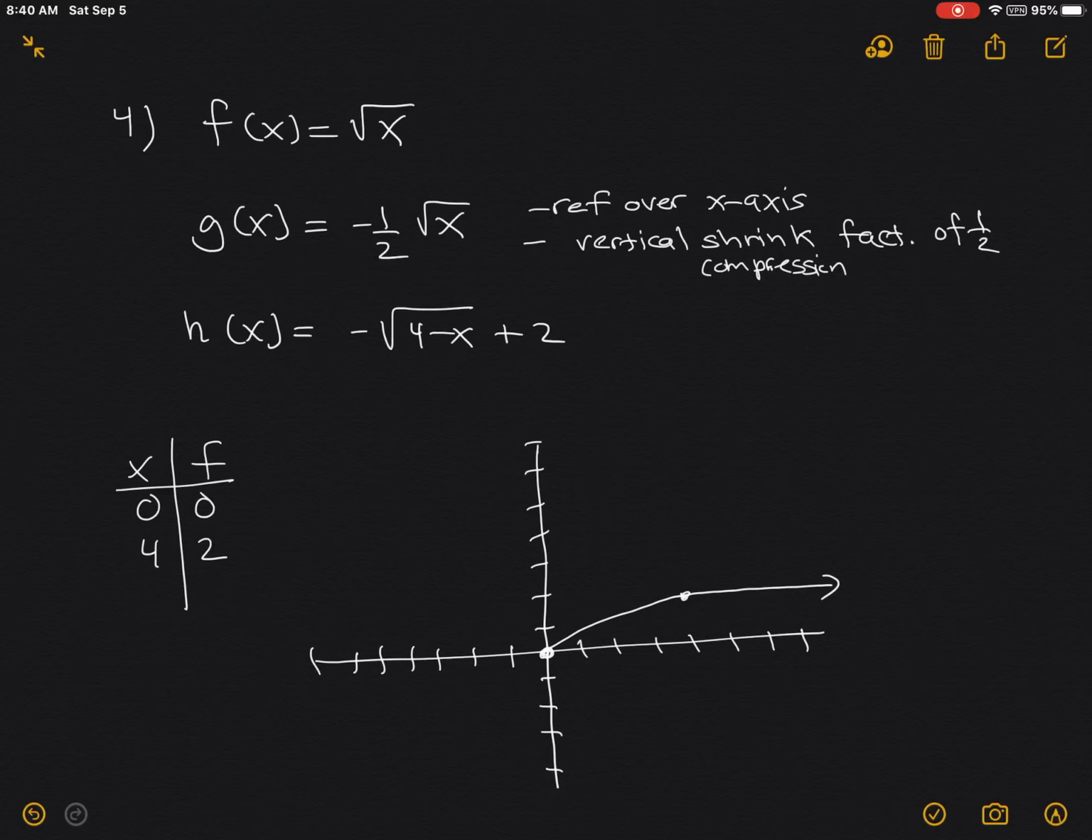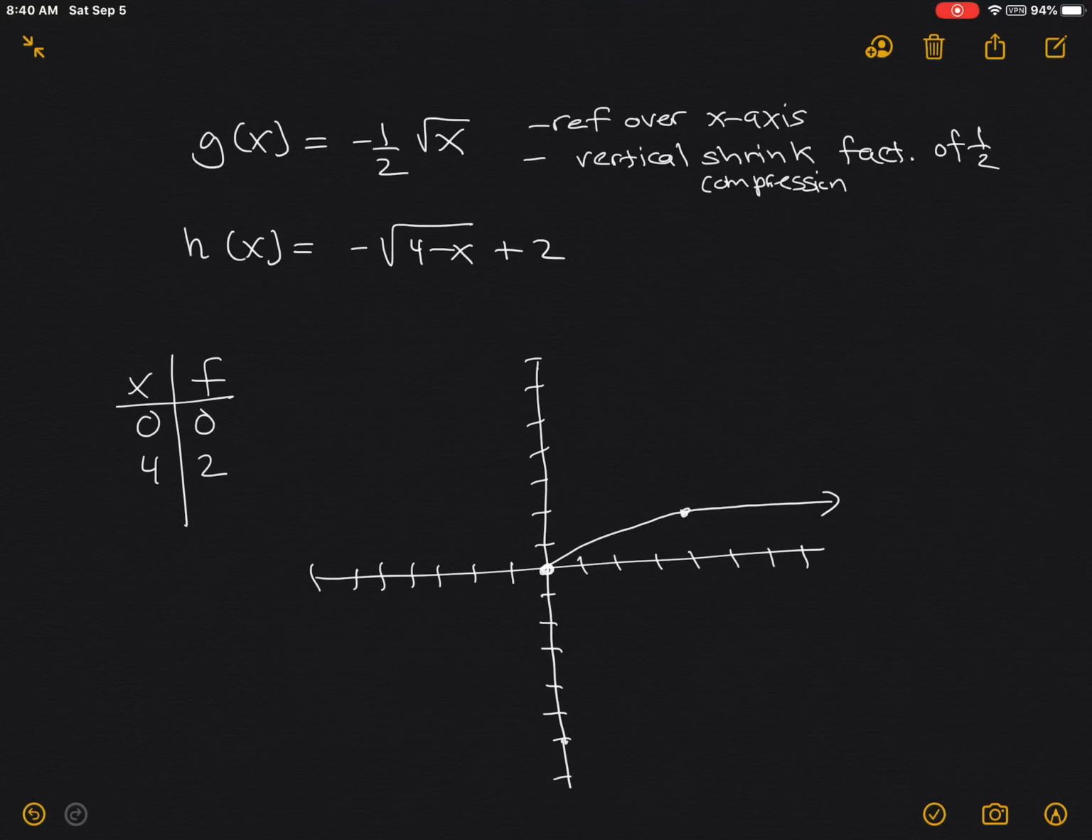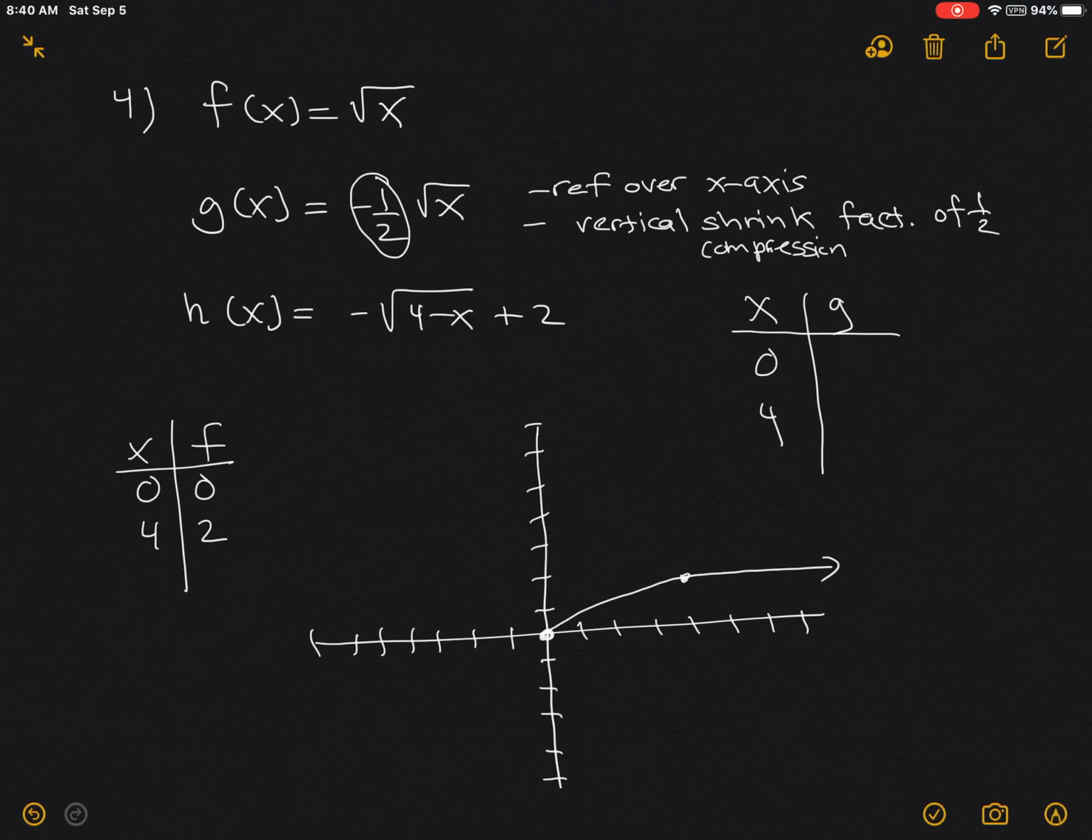All right, so how do I draw a graph reflected over the x? Basically, it would look something like this. It's a little bit hard for me to show you, so I want to plot some points. So x comma g of x. Because you have a number out here, all that does is impact the y value. So I'm going to keep my original x, 0 and 4, but I'm going to take my y values from my f of x and multiply by negative 1/2.